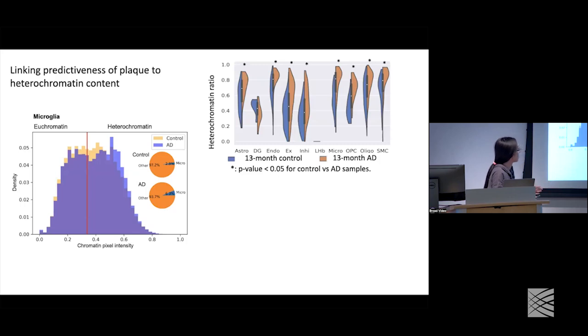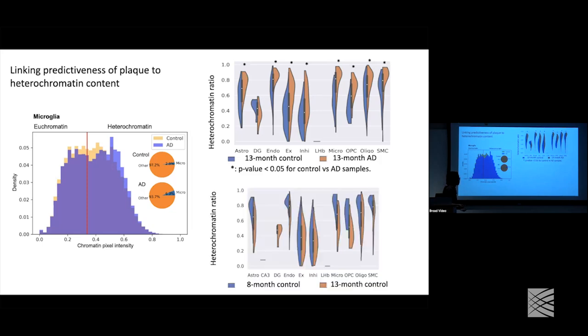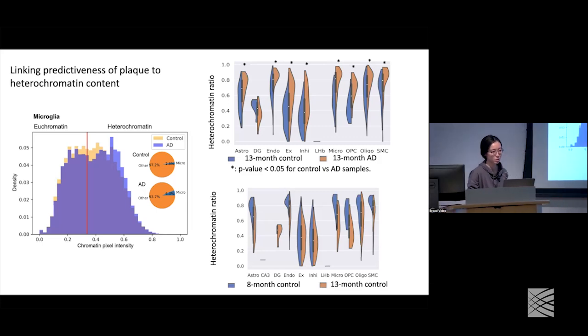We can summarize this heterochromatin versus euchromatin ratio by looking at how that compares across all different cell types. So you can see that the heterochromatin ratio inside the cells has this shift to a higher value, going from the 13 months control to 13 months AD, and this is also true in the 8-month samples. And this is interesting in contrast to the general trend that going from 8 months control to 13 months control, there's a decrease in heterochromatin ratio. So Alzheimer's disease reversed the trend of aging, that it's now making the cells have more heterochromatin.